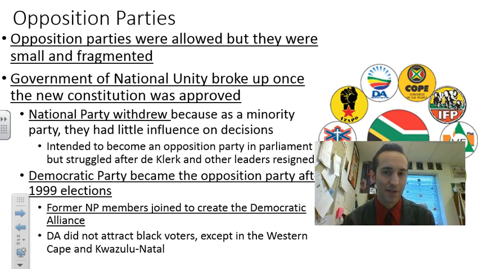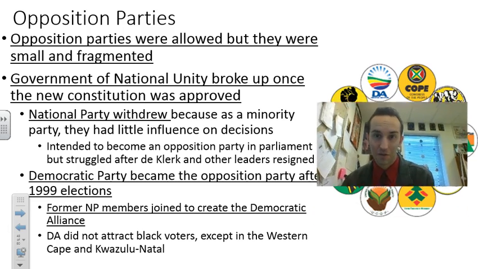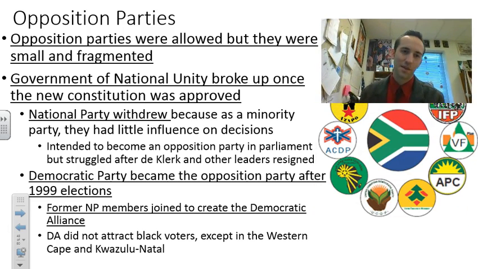Even though they were second place, they were not even close, with only 10% of the vote. They later on intended to become kind of the opposition party in Parliament, but they really struggled after de Klerk left and other leaders resigned, and they just kind of fell apart. They tried to come back in 2000 as the new National Party, but even that didn't work out. The Democratic Party, however, becomes kind of the new, almost white opposition party. A lot of former NP members join together to create the Democratic Alliance. So it changes from Democratic Party to Democratic Alliance, but it's the same people.